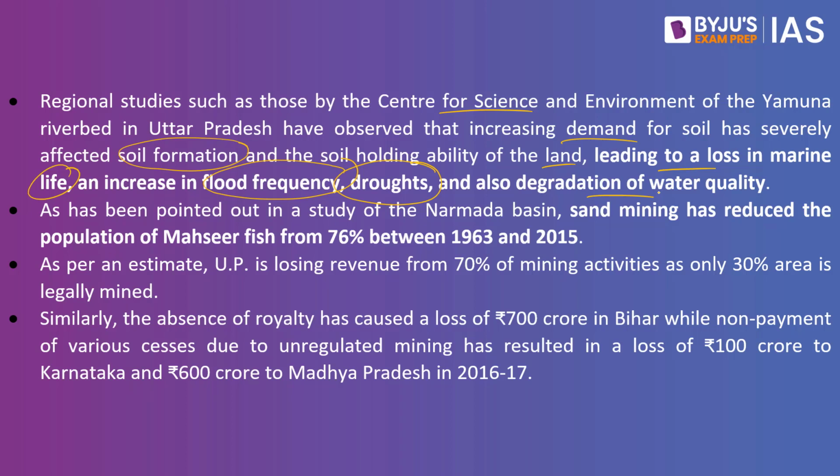As has been pointed out in a study of the Narmada basin, sand mining has reduced the population of the mahasur fish by 76% between 1963 and 2015. As per an estimate, UP is also losing revenue from 70% of the mining activities, as only 30% area is legally mined. This also means that because of the illegal mining, on one side there is loss of all these species, and on the other side the state, if it was legally mandated, would have received the taxes, but now it is happening on an illegal basis, so the state is also losing the taxes as well. So on one side there is economic loss, on the other side there is environmental problem.